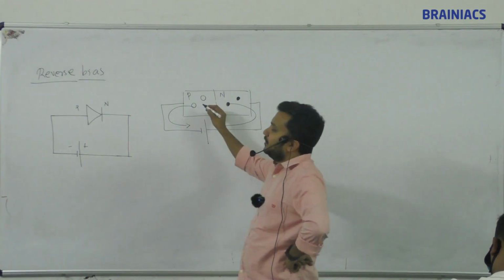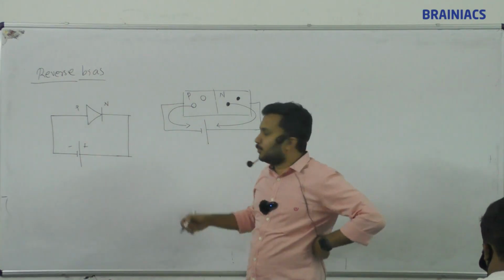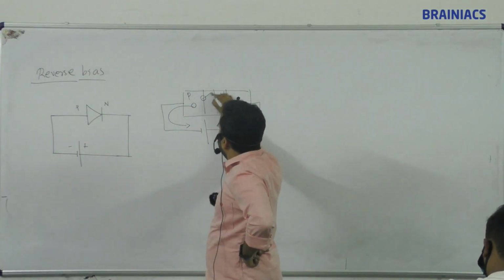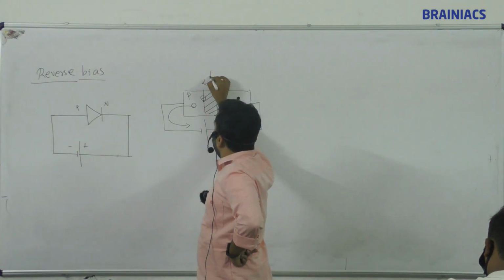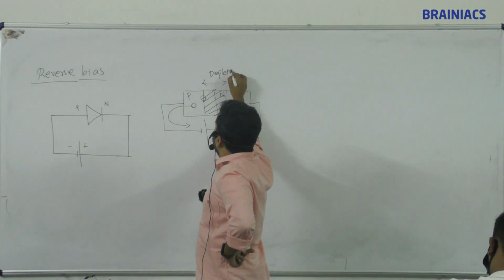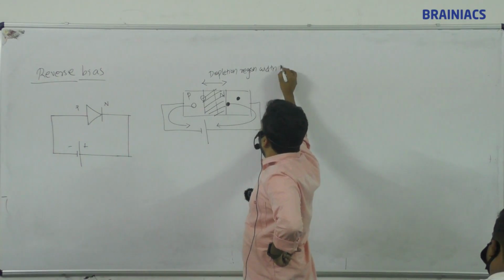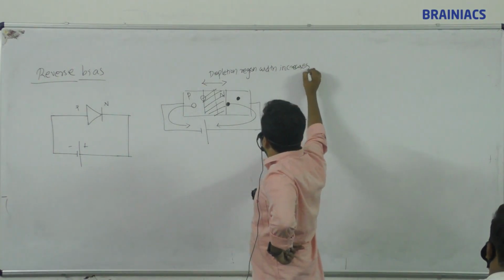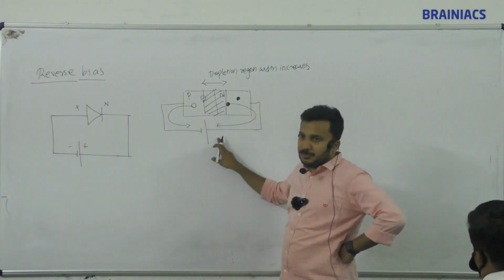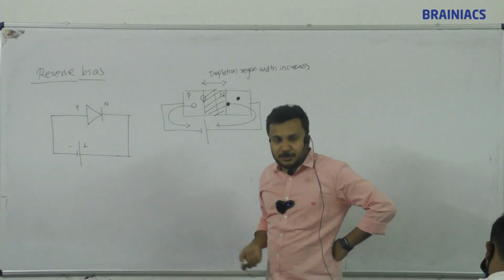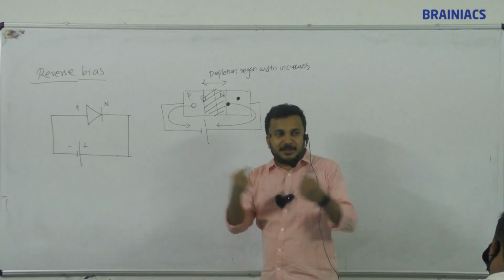So what will happen to the depletion region? Now it is pulling on both sides, so the width of the depletion region increases. Why does it increase? Because the holes are pulled towards the negative terminal and the electrons are pulled towards the positive terminal. If this continues, will it keep on increasing, or after increasing will it stop?